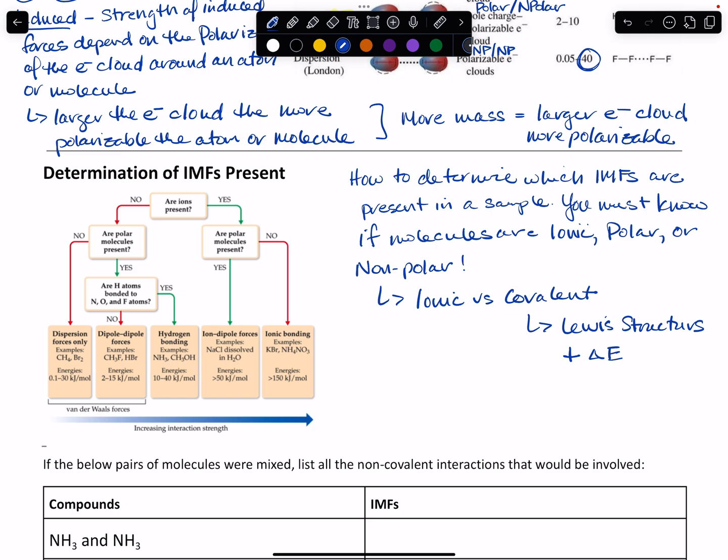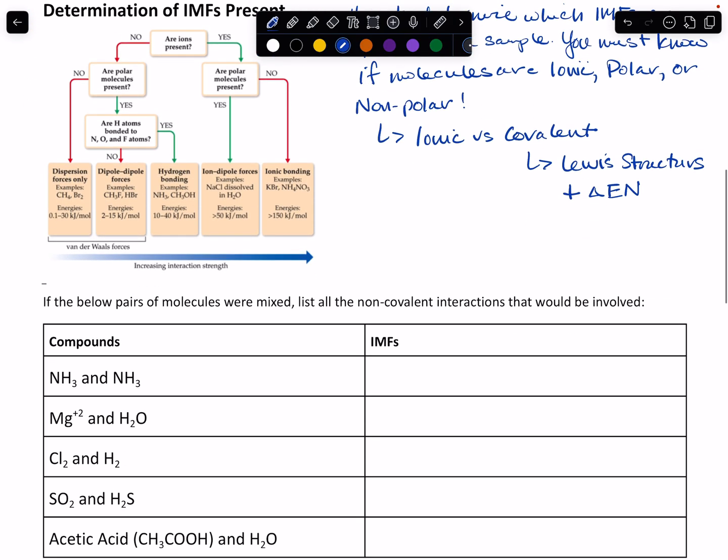And you need to be able to calculate the bond polarities by using the difference in electronegativity and determine whether the molecule is polar or nonpolar. Again, I have a whole screencast on bond polarity and molecular polarity. Make sure that you look at that because you need that information to be able to use this flowchart.